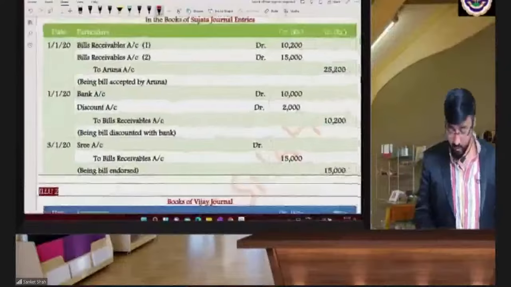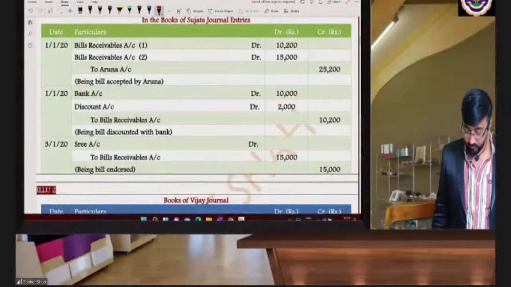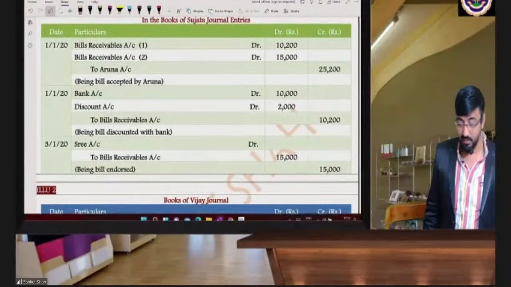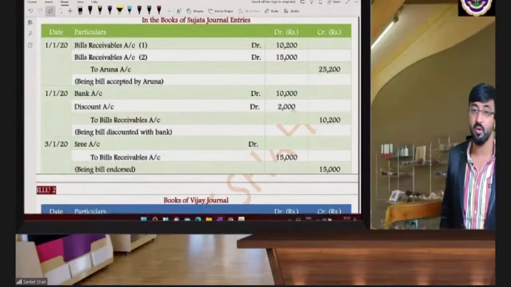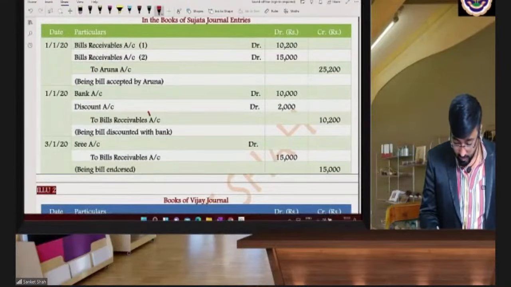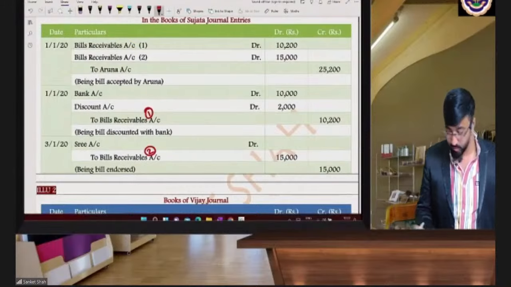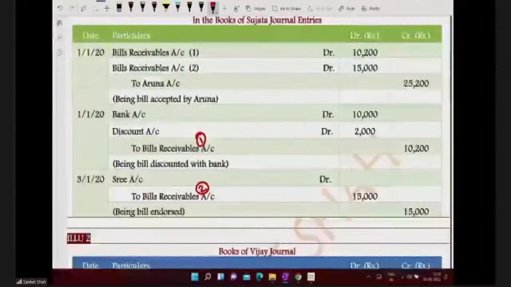Bills receivable 1 account debit, bills receivable 2 account debit to Aruna, Aruna is the giver. Then bank account debit, discount account debit to bills receivable 1. So this is bills receivable 1 and this is bills receivable 2. You can take a screenshot of this. Instead of writing only one bills receivable, I have divided it into bills receivable 1 and bills receivable 2.